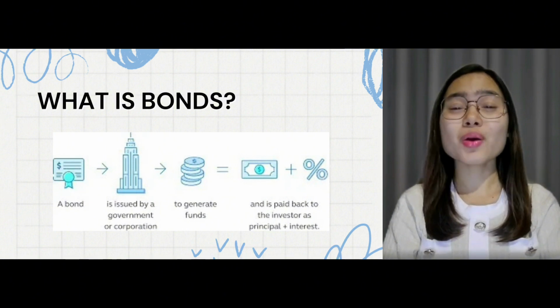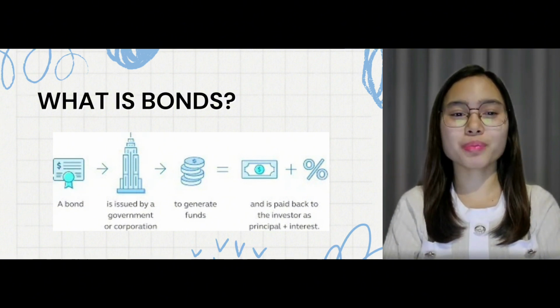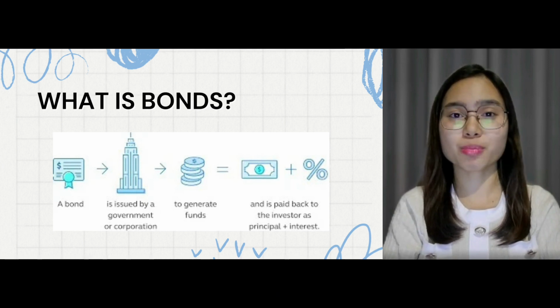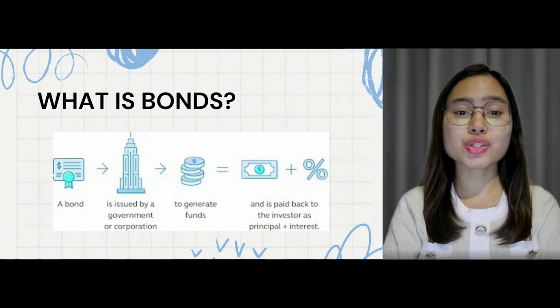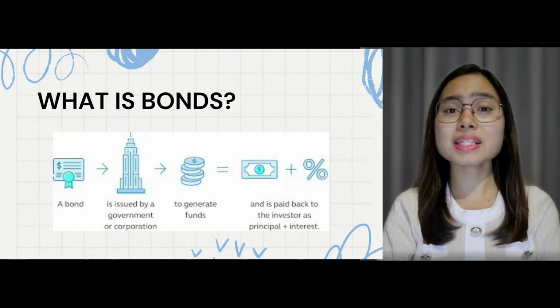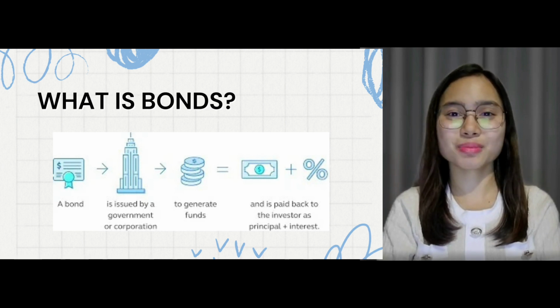So now let us determine what a bond is. Bonds are the most important securities. A bond is a long-term debt instrument under which a borrower agrees to make payments of interest and principal on specific dates to the holder of the bond. As we now know what a bond is, let us determine who issues it.